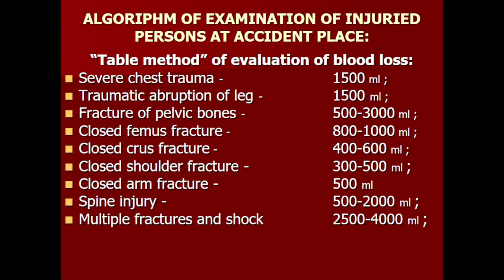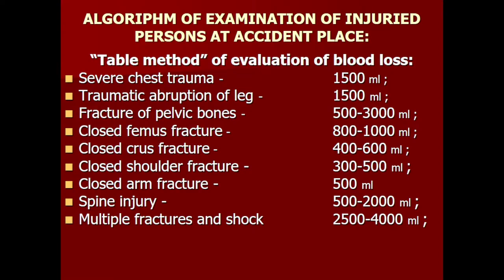Table method of evaluation of blood loss. It's very important at the accident place or in the admitting department. When you do not have analysis, but you know what damage there is, you estimate by the trauma. If patient has severe chest trauma, 50-100 milliliters of blood loss. Traumatic amputation of leg, 50-100 milliliters too. Fracture of pelvis, 500 to 3 liters. If patient has avulsion types, 500 milliliters of blood loss. Damage by crush, maximum 2, 3 and maybe more liters of blood loss. Closed femur fracture, blood loss 1 liter.